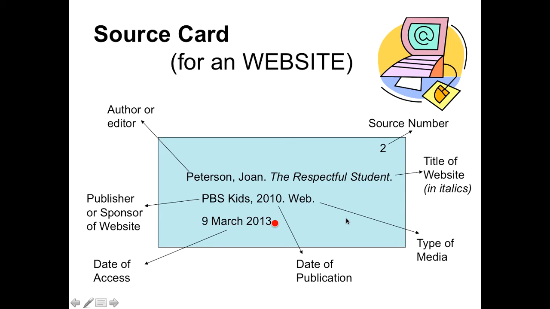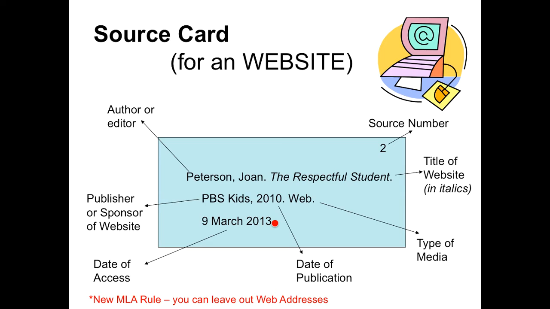You'll notice, though, that even though it's a website, we don't have to write the MLA citation URL. We don't have to write down the web address. And the reason why is because MLA has decided by this point that if you have the title of the website, the sponsor, the author, and the date of publication, a lot of times you could just go to a search engine and type in that information and you'd be able to see that source again.